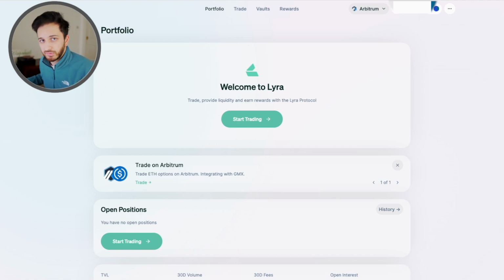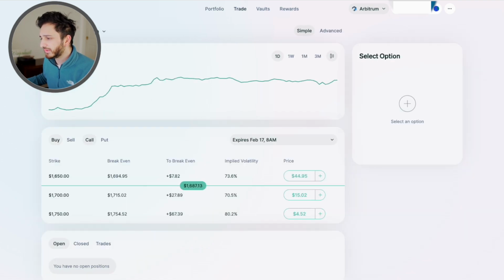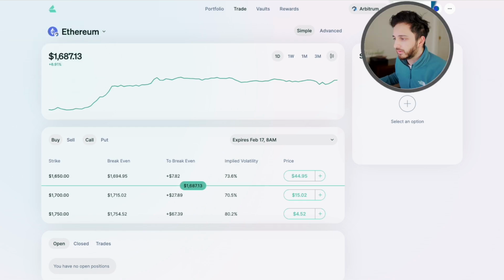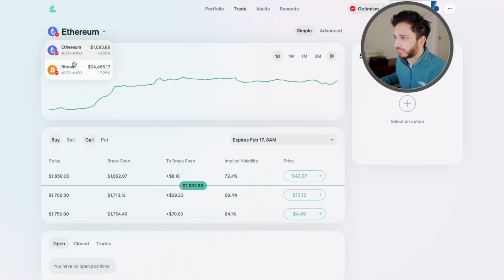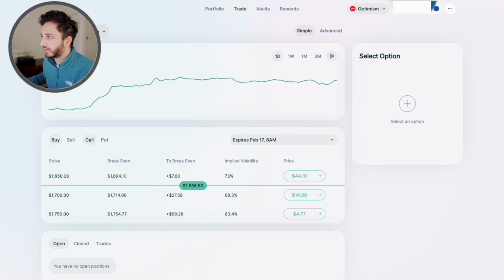So it's very simple. It's going to be a quick video today. All we need to do is head to Lyra Finance. I'll leave a link to this in the description below. Connect your wallet and just click start trading. At the moment they don't have too many assets that they support, but they have the key ones, of course. On Arbitrum they have Ethereum, and if you wanted to switch over to Optimism, they have Ethereum and Bitcoin.